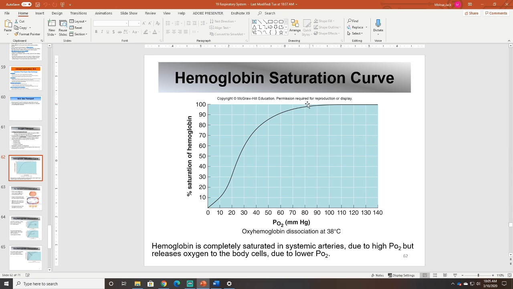When we return from the tissues, we're going to be in the area of about 70 millimeters mercury, and so we're still going to be at about 95% saturation for hemoglobin. It doesn't usually get much lower than this unless you are hypoxic. If you are breathing normally and you're getting oxygen to the blood, you should stay in this range from the pulmonary veins at about 104 to the pulmonary arteries at about 70.